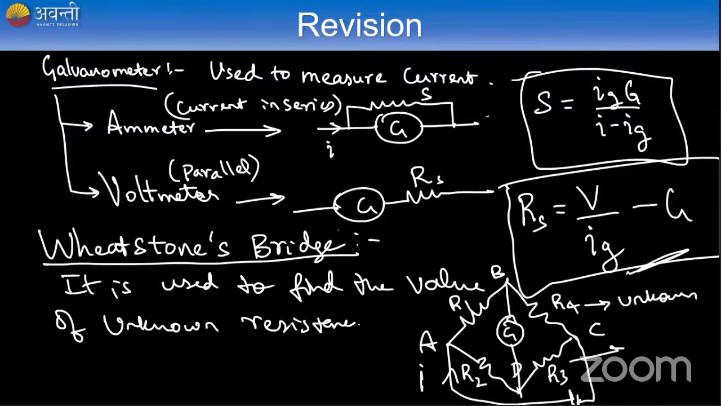R3 is a variable resistance and R4 is the unknown value. Now I have to adjust my R3 in such a way that the current I1 will be equal to I3 and I2 is equal to I4. Then I'll get an expression.